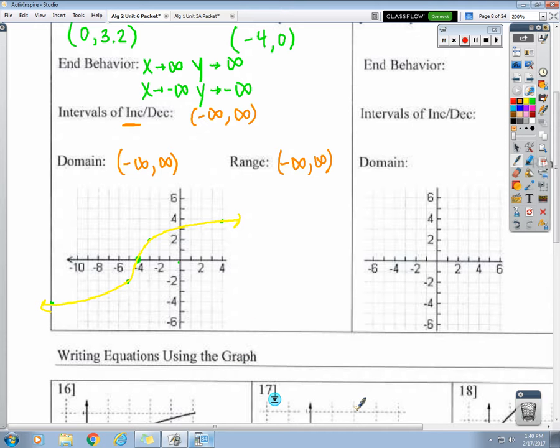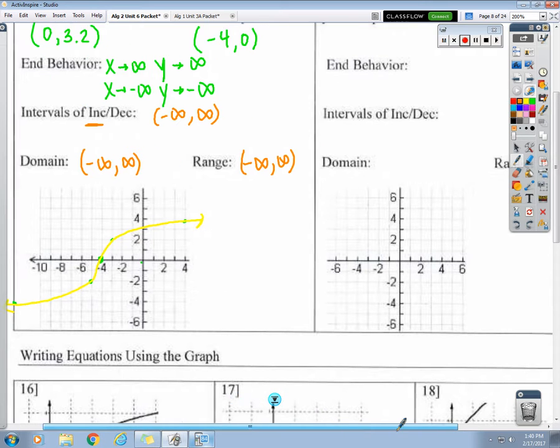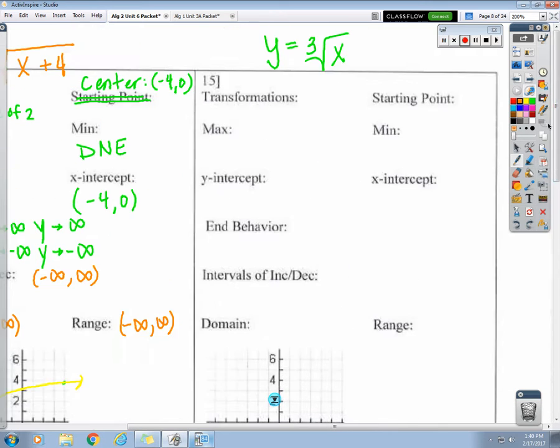Okay, for number 15, I'm going to give you one to try by yourself. So y equals -3. Okay, that's a big -3. And then cube root of x. Okay, try that one. Without even graphing it, I can tell you some of these things. Because the only thing that's different about this function than a parent function is the -3.